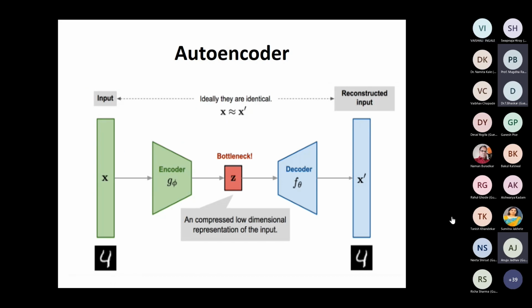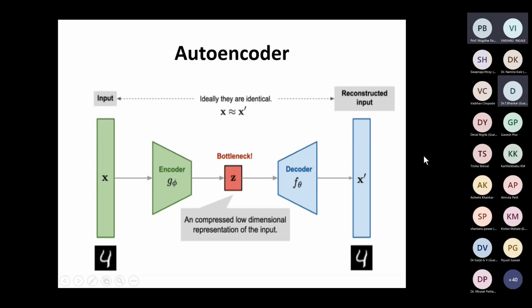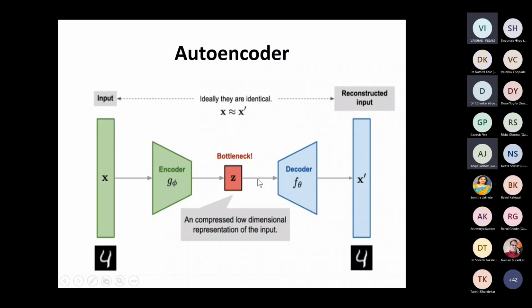This is the architecture diagram of an autoencoder. We have the input here, and this is the reconstructed output. If my input is X, we want an identical representation of the input, X dash. The encoder takes the input and converts it to a compressed low dimensional form. This is the bottleneck, which is nothing but the latent representation. The decoder takes this and, by performing the operations, generates the original one.